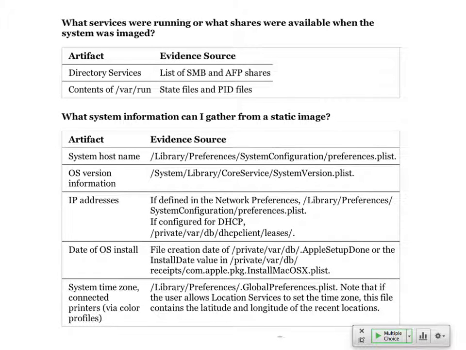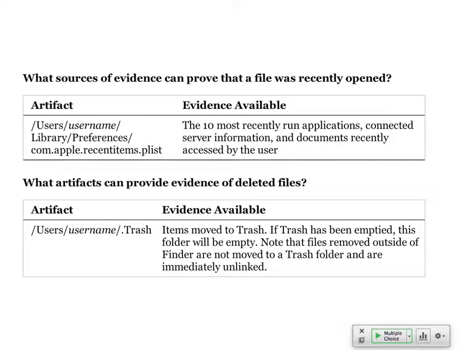Here's where you find shares, if things are being shared. If you have a static image, here's stuff you can find like the version and the IP addresses and the date of the installation and such. And here's where you find artifacts showing the 10 most recently run applications, which is kind of nice. They've got some kind of list for that. And here we've got things that were moved in the trash.